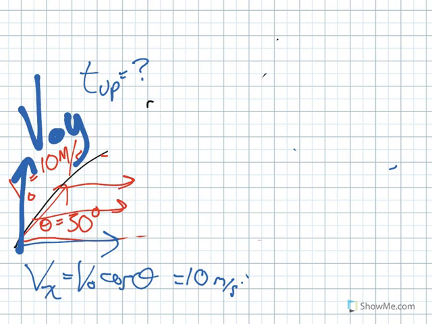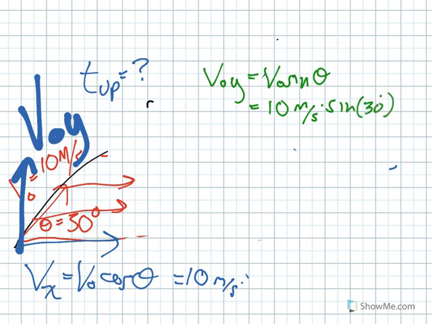So that vertical component is equal to v naught sine theta. The v naught is 10 meters per second. The theta is 30 degrees. Sine of 30 is 1/2. 10 times a half is 5. So the vertical motion is just something tossed straight up at 5 meters per second. How long will it take if you toss something straight up in the air?